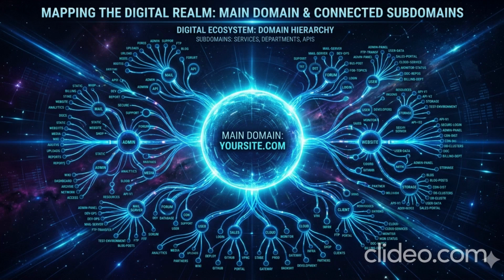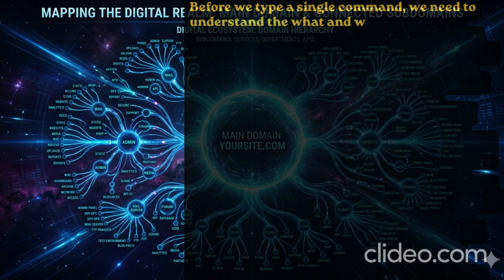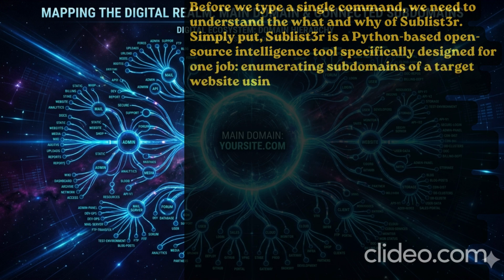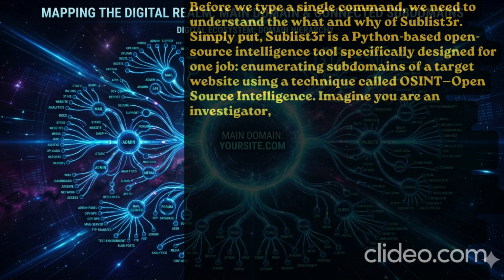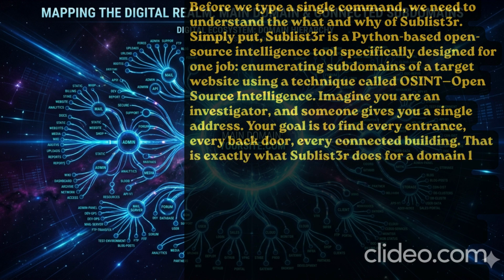Before we type a single command, we need to understand the what and why of Sublist3r. Simply put, Sublist3r is a Python-based open source intelligence tool specifically designed for one job, enumerating subdomains of a target website using a technique called OSINT, open source intelligence. Imagine you are an investigator and someone gives you a single address. Your goal is to find every entrance, every back door, every connected building. That is exactly what Sublist3r does for a domain like example.com.